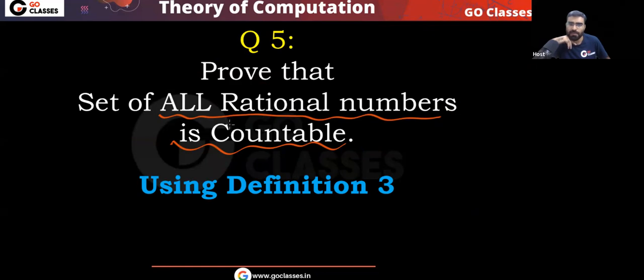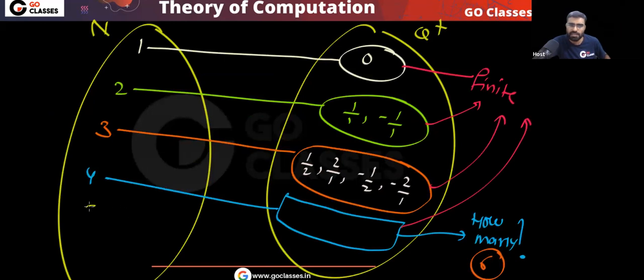On the internet, if you want to find the proof that the set of all rational numbers is countable, you will find it on the Math Stack Exchange website, math.stackexchange. But that proof is too complicated. Using definition 3, you can easily do it. Yes or no?